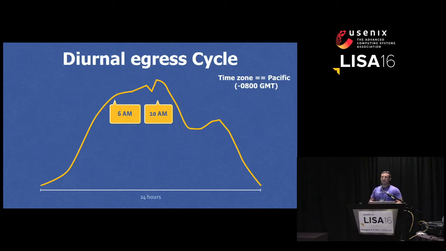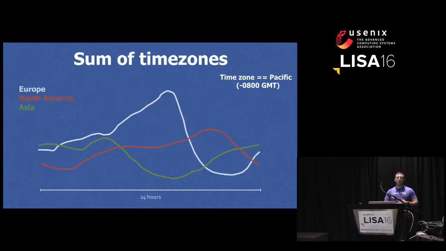But if we break it down even further, this is just the sum of all the time zones in the world. So we can break it down by region. We can look at EMEA, Europe, Asia, APAC. We can see this, and this is just the sum of all the time zones in the world. So cool.